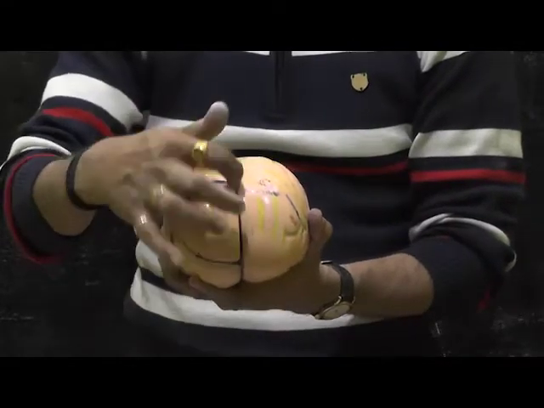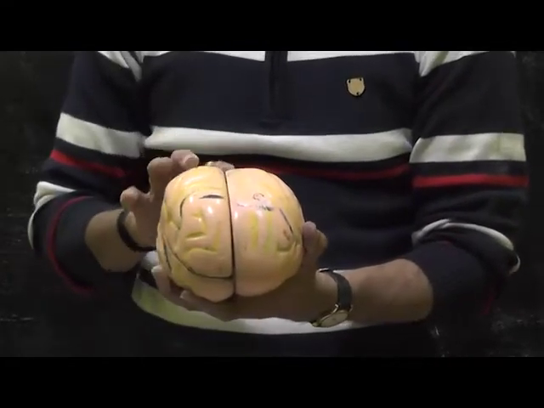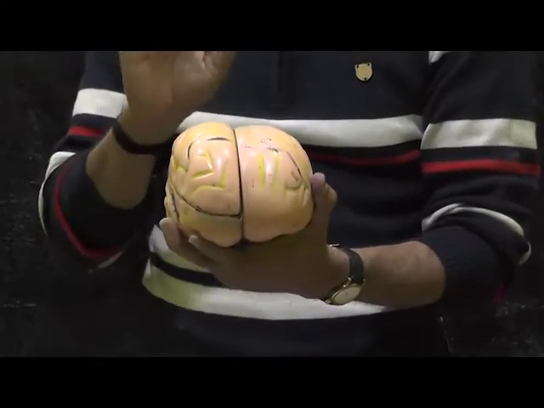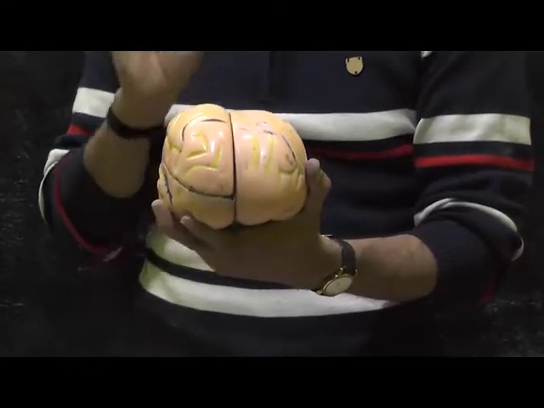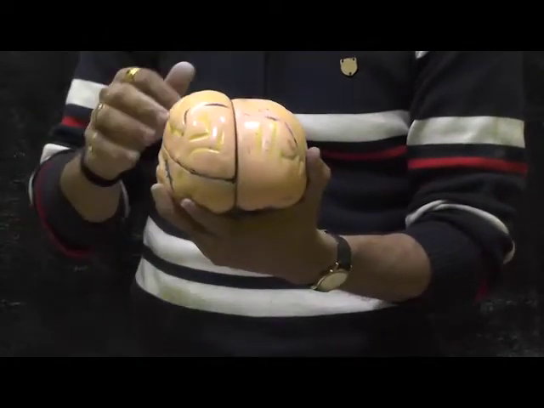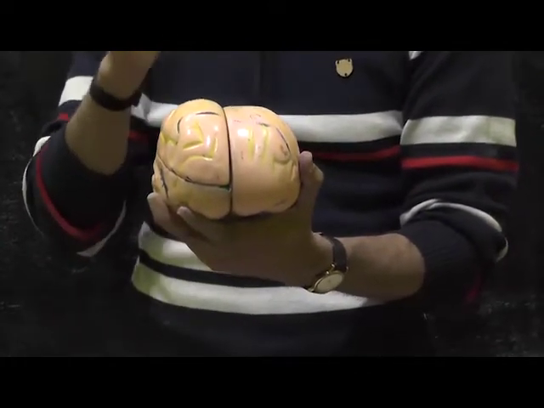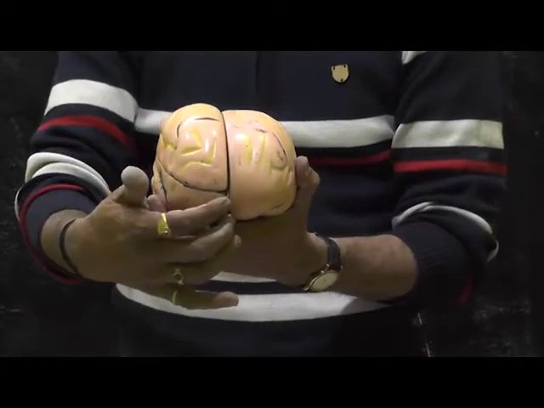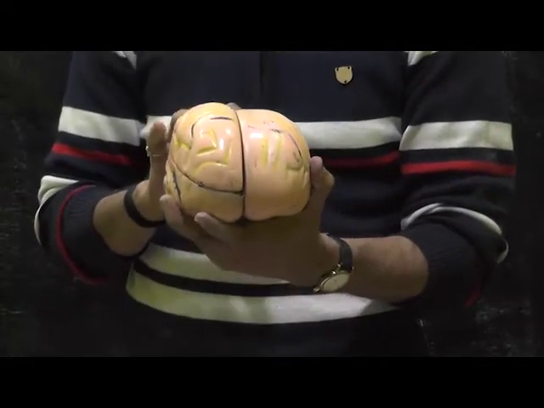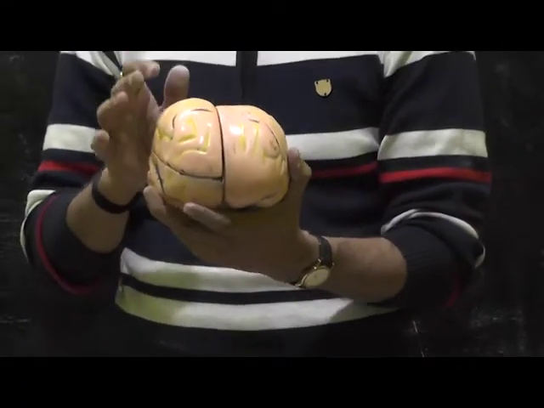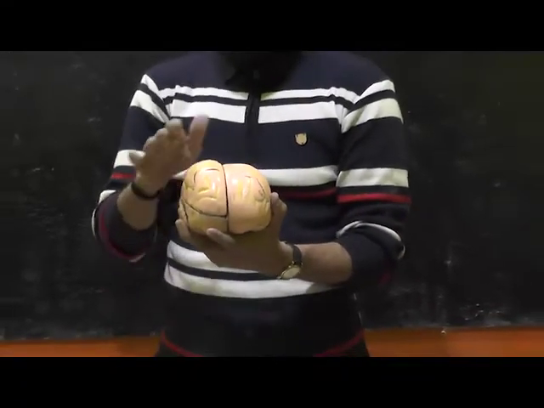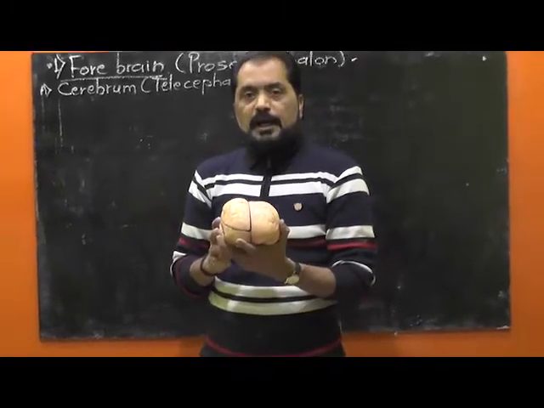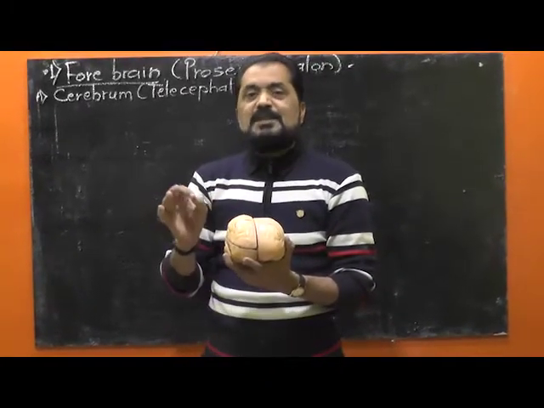Here is a median groove, here is a longitudinal groove. It may be known as the sagittal fissure. So once again listen, the cerebrum is partially divided into two identical halves by means of a sagittal fissure, median fissure or longitudinal fissure. And these two identical halves of the cerebrum are known as cerebral hemispheres.